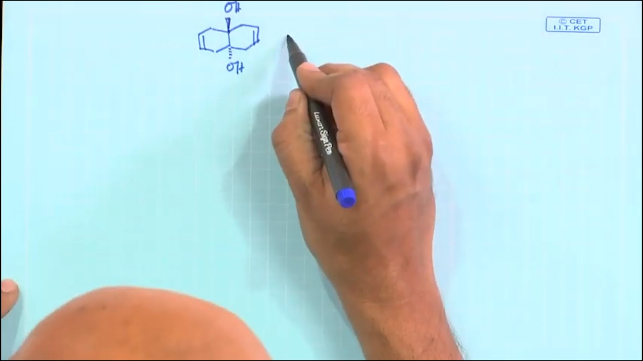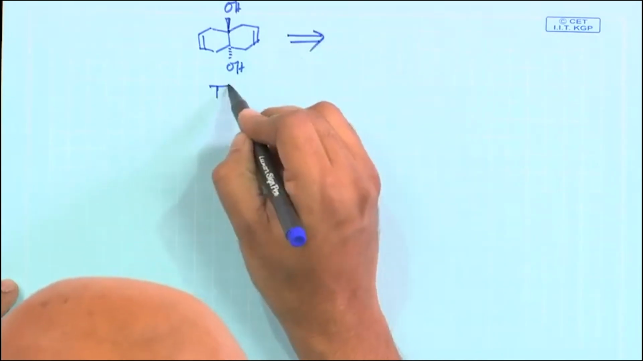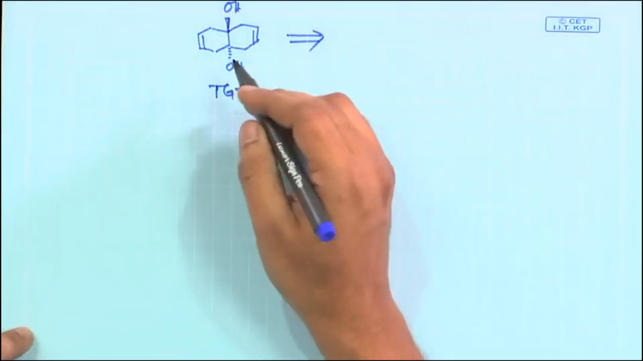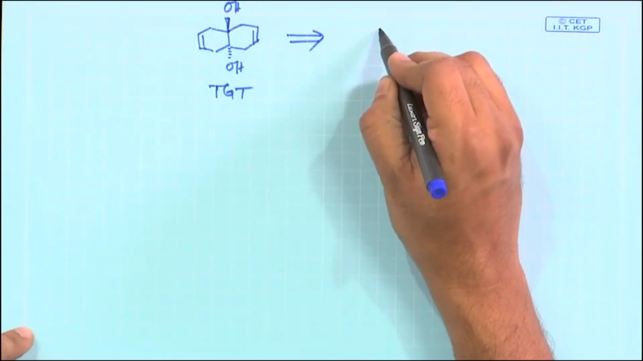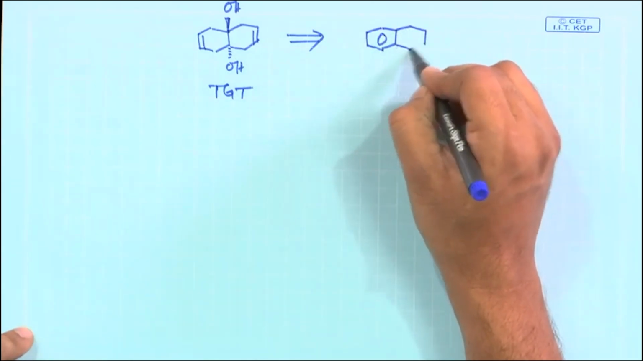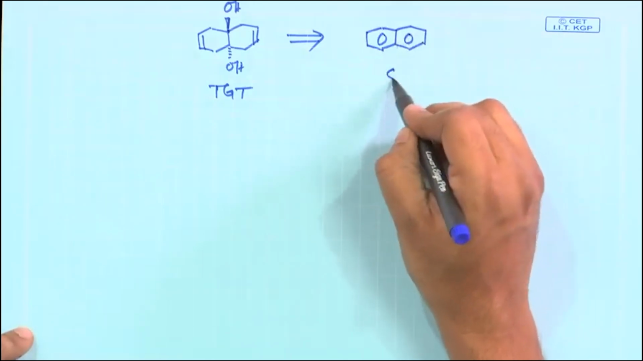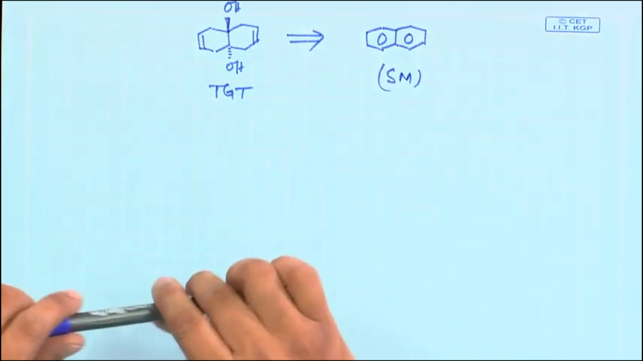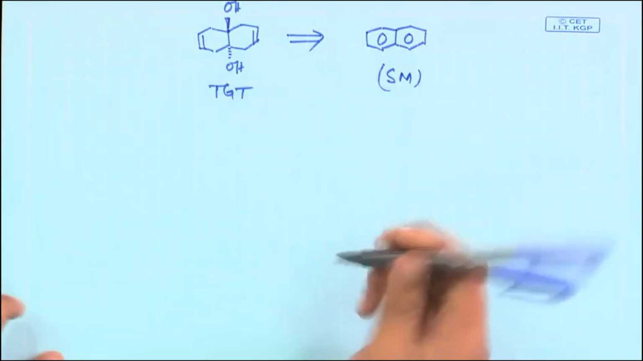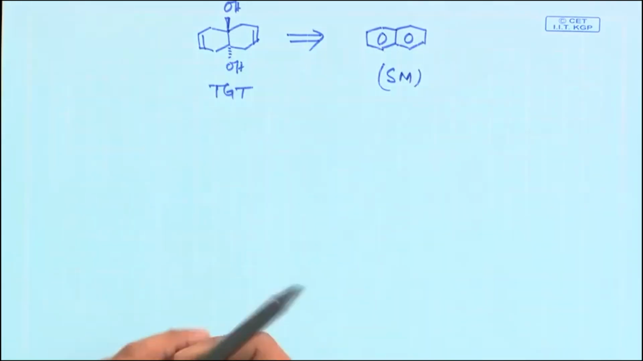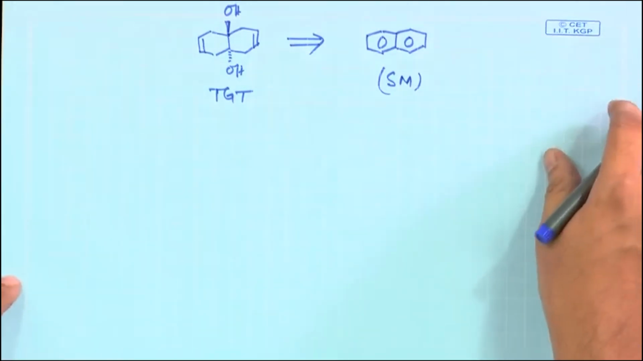Now, the target molecule was this one, which is a dihydroxy compound with a tetrahydronaphthalene framework, and the starting precursor given to you is simple naphthalene, a cheap, commercially available starting material. If you closely analyze, the starting material is naphthalene, but the final product is not aromatic. So, you have to do a de-aromatization reaction and destabilize the aromaticity of the naphthalene.